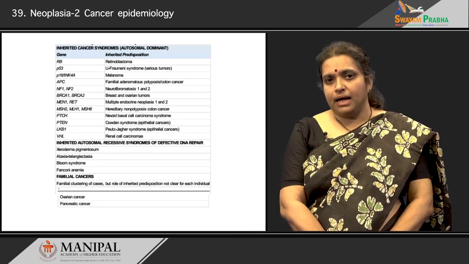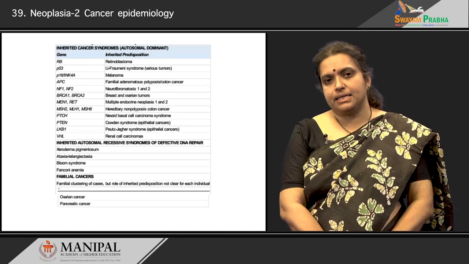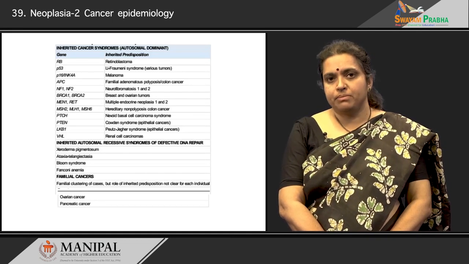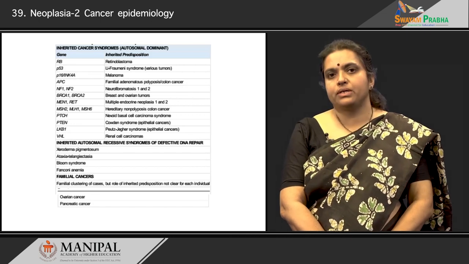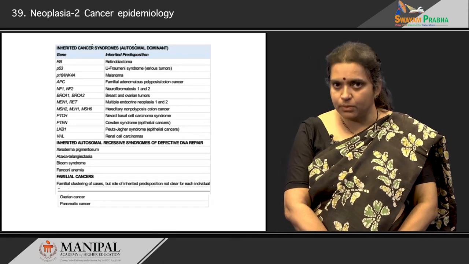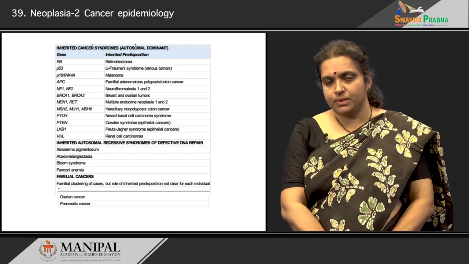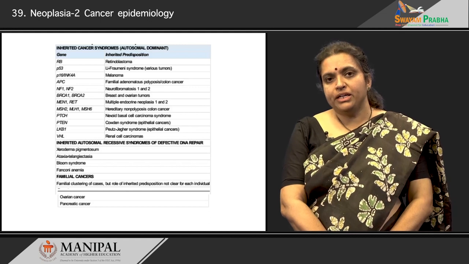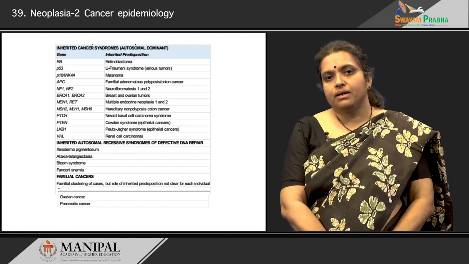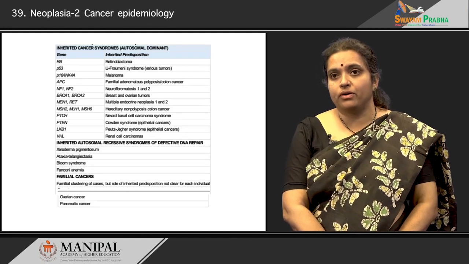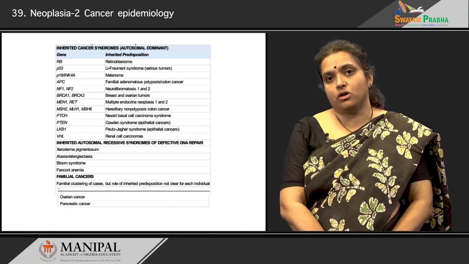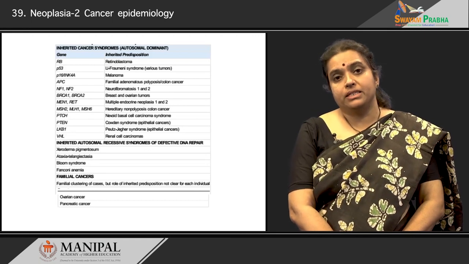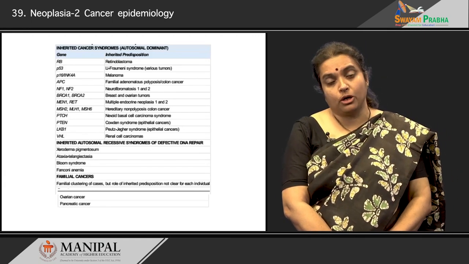But in many other common cancers, such as those of the breast and so on, while we know that some genes predispose to cancer, like the BRCA1 gene, we also know that for many of the familial cases, we have still not narrowed down on the genes that could be causing those cancers. So, not everything is known about the genetic inheritance of the common cancers.